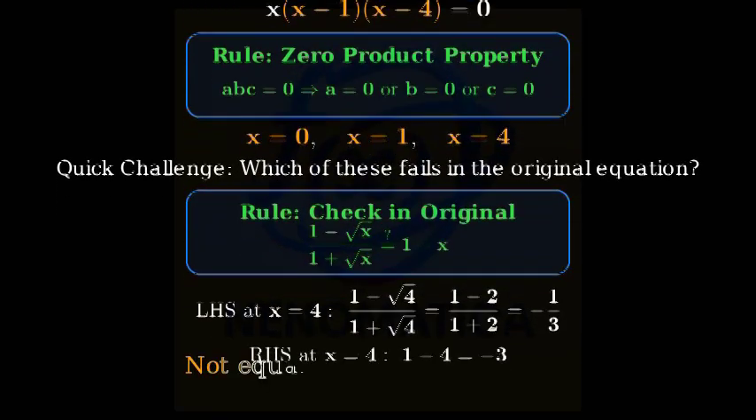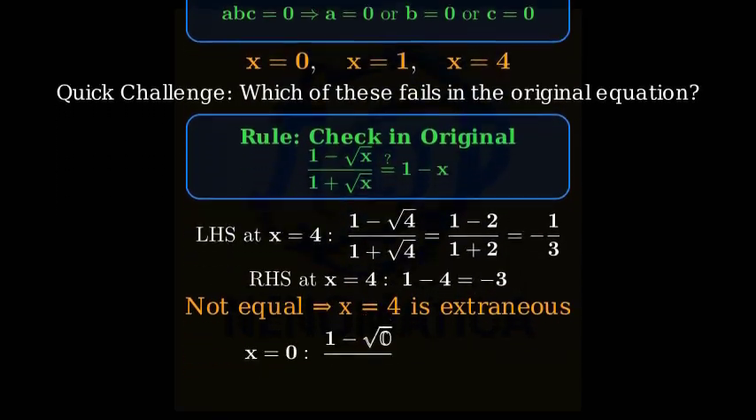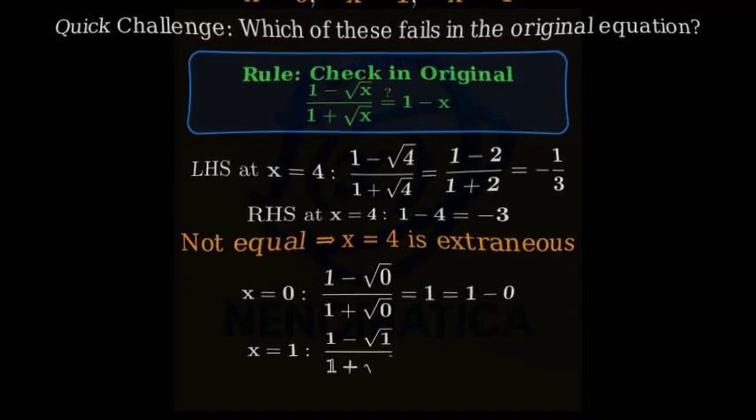Final answer: the valid solutions are x equals 0 and x equals 1. Summary: here is the label and the problem statement. Square both sides to eliminate the outer square roots.